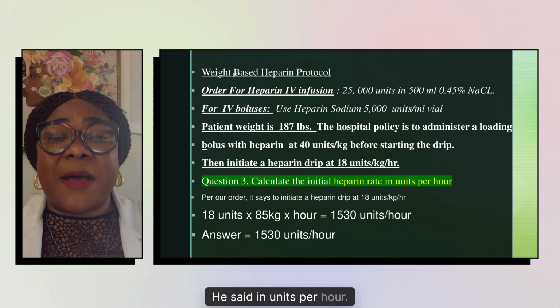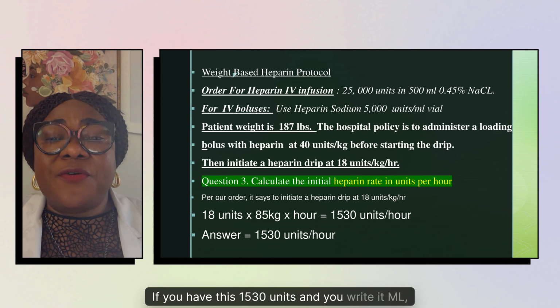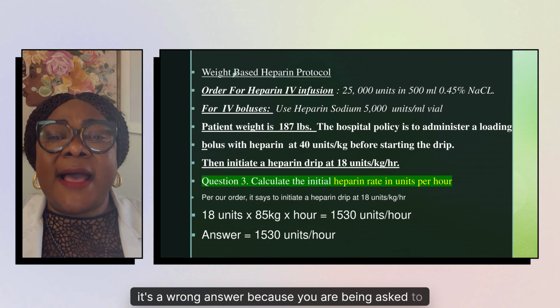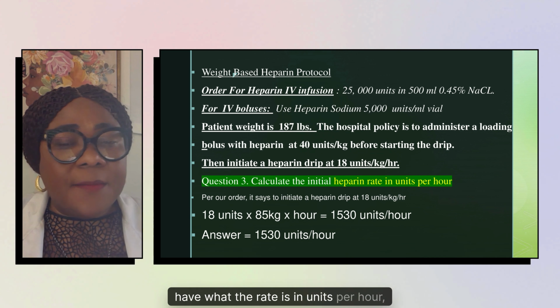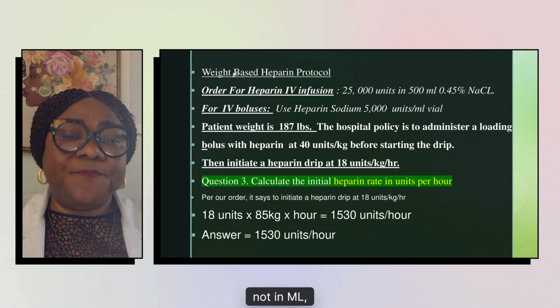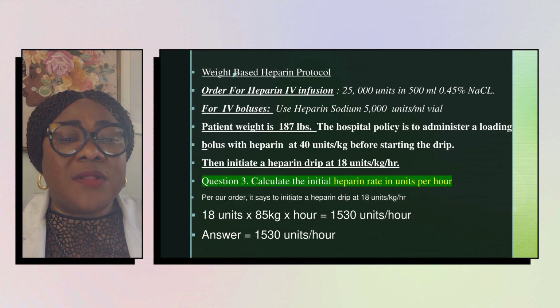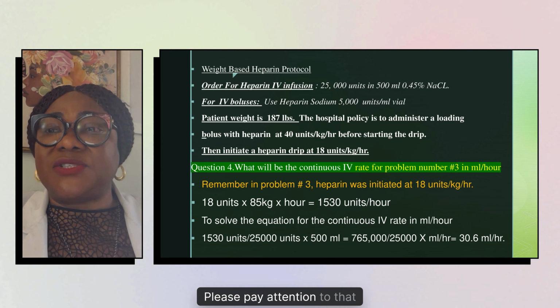So here, the answer, pay attention to the question. It said in units per hour. If you have this 1,530 units and you write it in ml, it's a wrong answer because you're being asked what the rate is in units per hour, not in ml, because 1,500 units and 1,500 ml, they're not the same. Please pay attention to that.